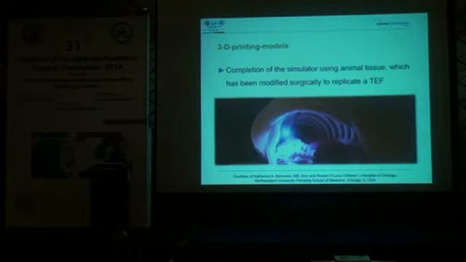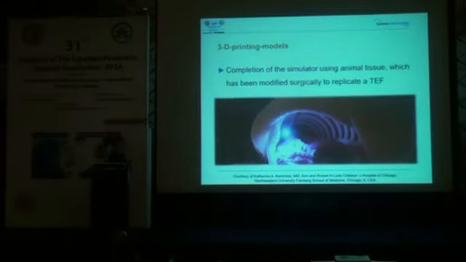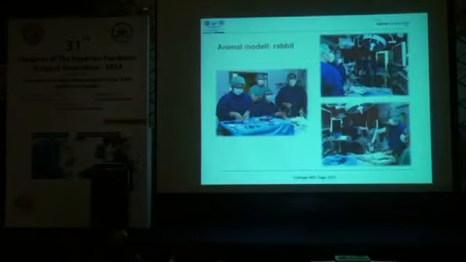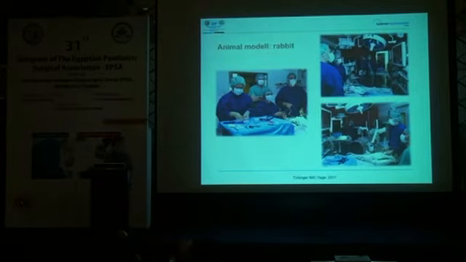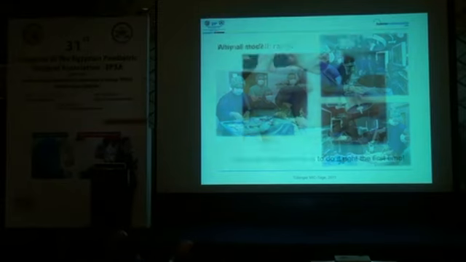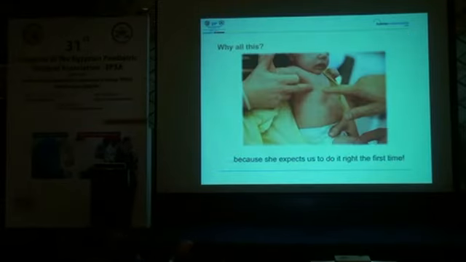The next step would be to implement animal tissue, which is simulating a TEF and esophageal atresia beside other pathologies, and to replicate the procedure. And then maybe you might go into live animals. This is a rabbit workshop which we did to train people on doing thoracoscopic TEF repairs, and she expects us to do it right. So this is the reason we have to train ourselves before we go in.